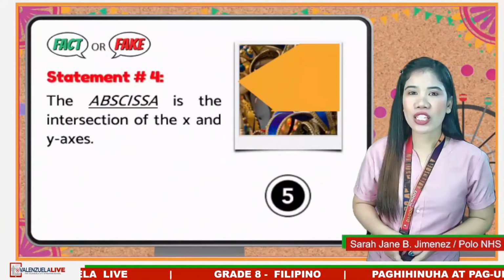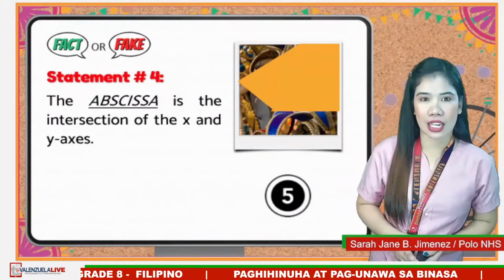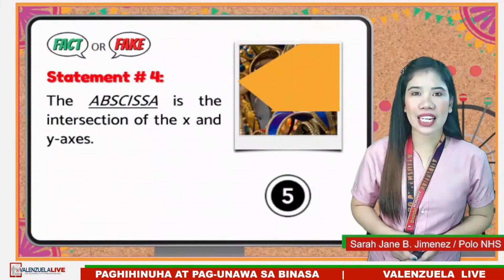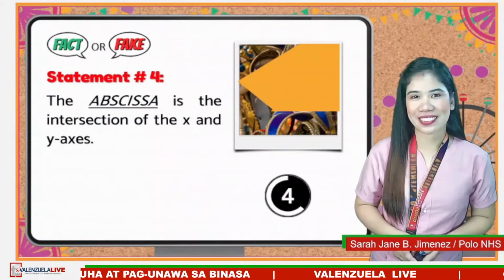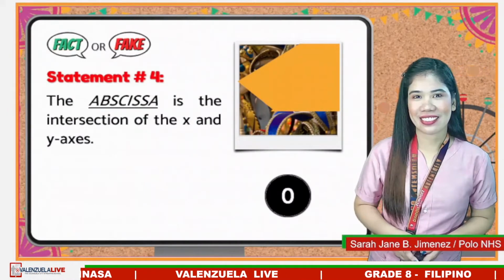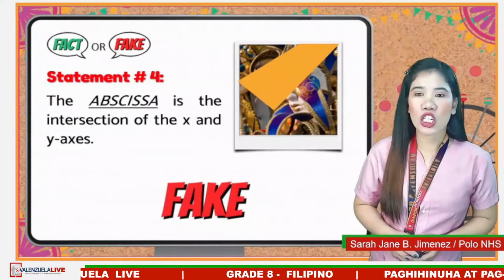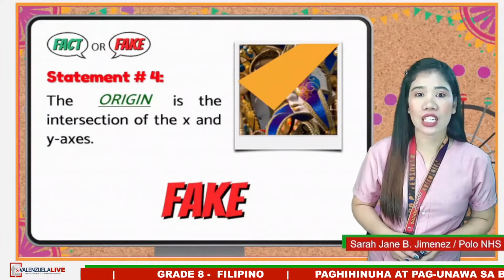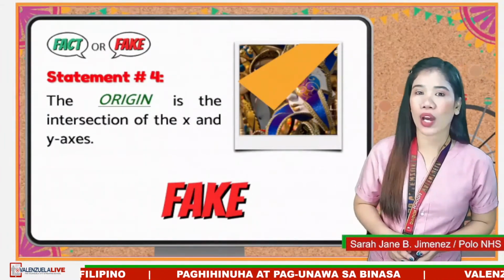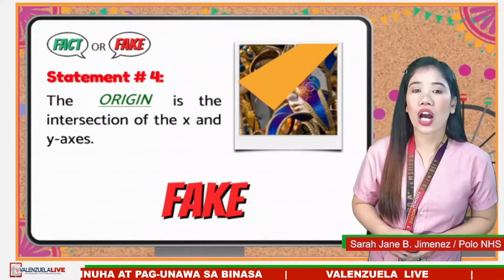For the fourth statement, the abscissa is the intersection of the x and y axes. Is it fact or fake? Comment your answer within 5 seconds. Go. Yes, the statement is a fake. The origin is the point at which the two axes intersect. It is at 0 on the x-axis and 0 on the y-axis. Hence, its ordered pair is written as 0, 0.